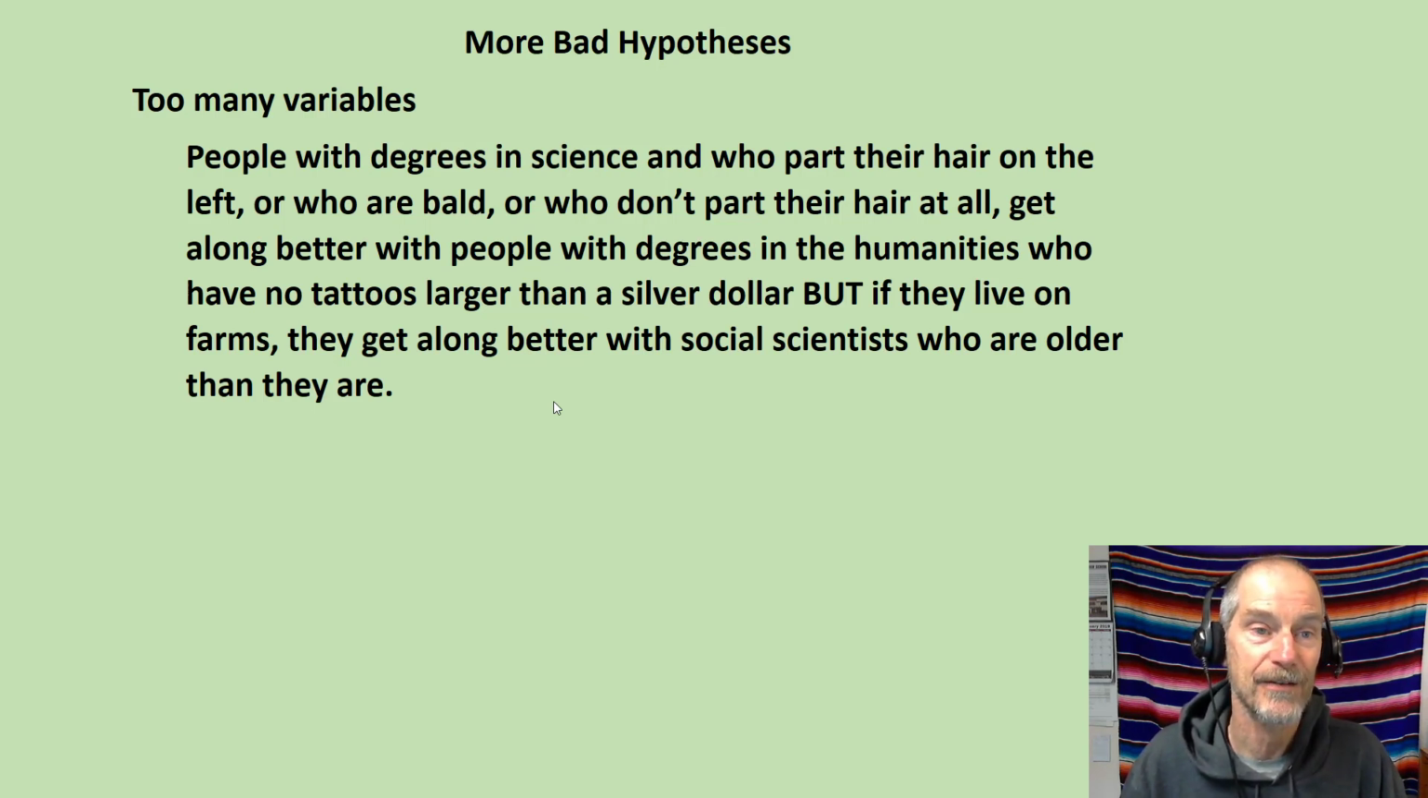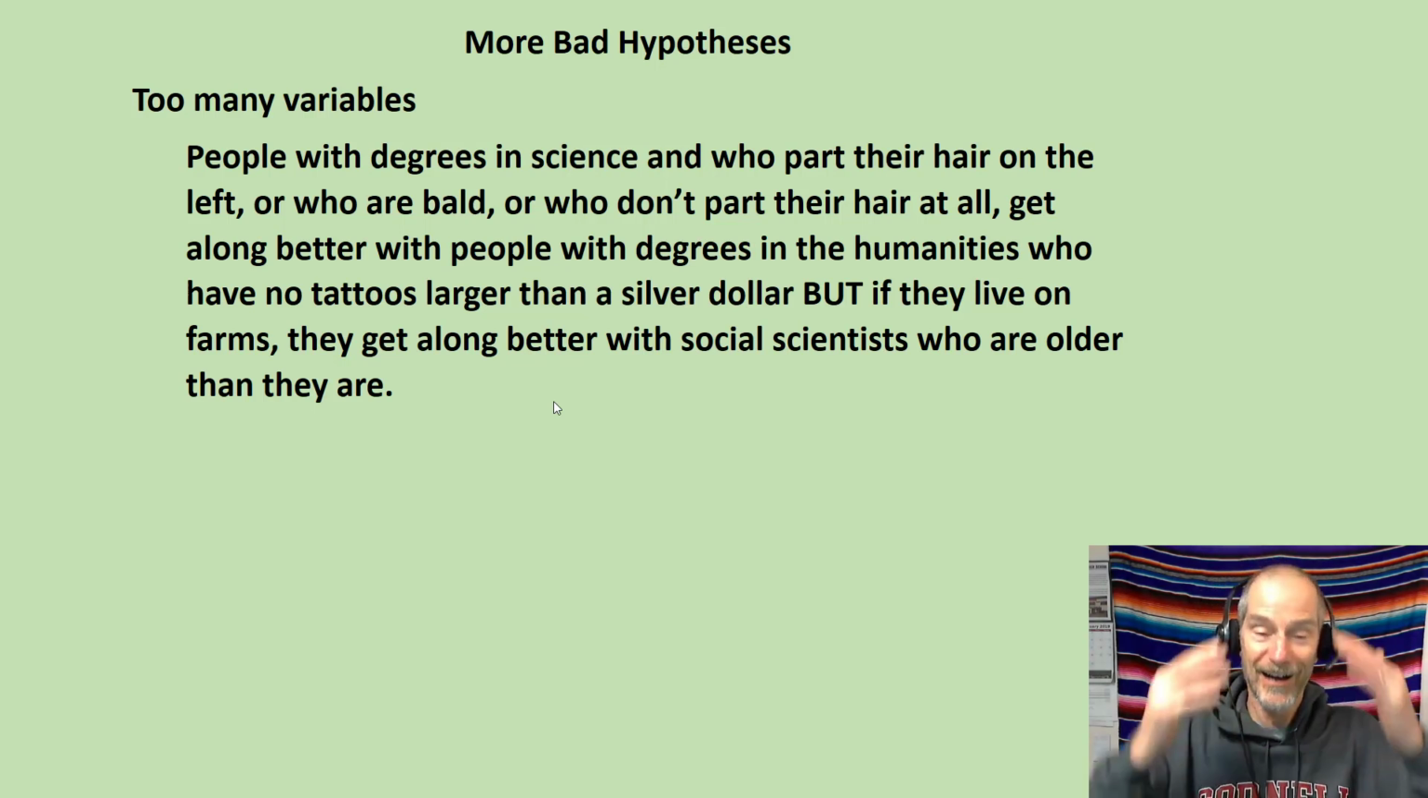Okay, more bad hypotheses. Too many variables. What do I mean by that? Best to show you by example. Here's a hypothesis that has too many variables. People with degrees in science and who part their hair on the left, or who are bald, or who don't part their hair at all, get along better with people with degrees in the humanities who have no tattoos larger than a silver dollar. But if they live on farms, they get along better with social scientists who are older than they are.